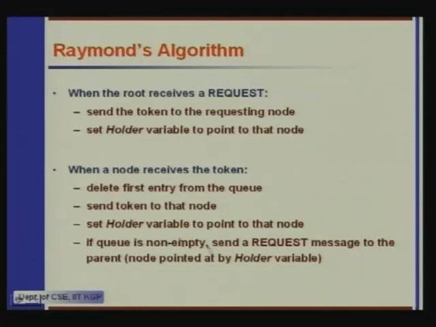Now, this is the case where the node receives the token and it does not have its own request on the queue. Then, if it is the first element, this is the thing that I said will happen. Otherwise, what is it going to do? It is going to delete the first entry from the queue, send the token to that node, set the holder variable to point to that node, and if queue is non-empty, send a request message to the parent node pointed by holder variable.